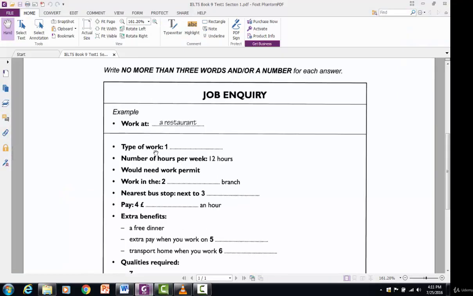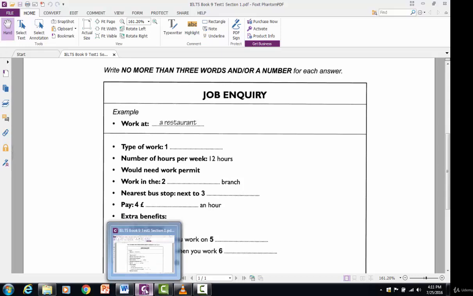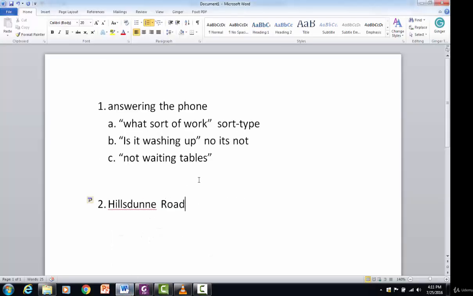But when you were listening, they gave you number 1, answering the phone. Then they said the information for 12 hours. Then they said about needing a work permit. Then they got to number 2. So for number 3, we're listening for an answer connected to language that means the same as next to. Remember, your answers are going to connect to synonym language. All right, so for number 3, our correct answer was library.